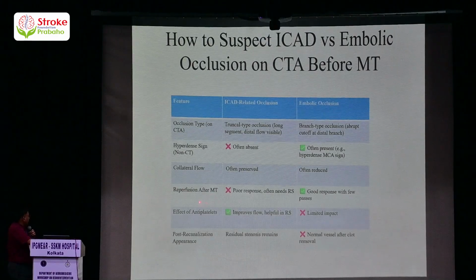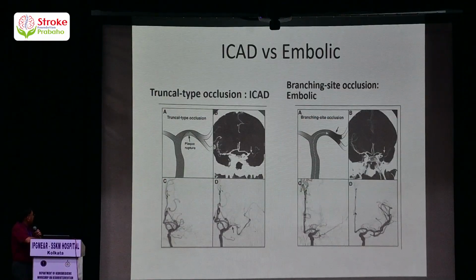Reperfusion after MT: there is a poor response in ICAD and they need rescue stenting. In embolic occlusion, rescue stenting most of the time is not required. Effect of antiplatelet: it improves flow and is helpful in rescue stenting, while in embolic occlusion it is not required. And on post-recanalization appearance, usually if you recanalize the artery and residual stenosis remains, that indicates ICAD. In embolic occlusion, there is no residual stenosis.